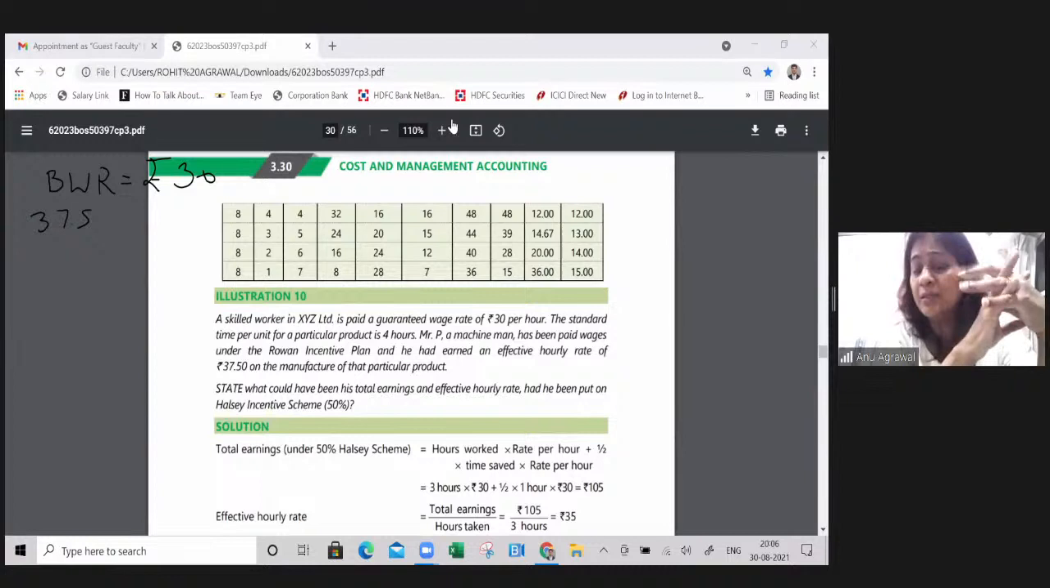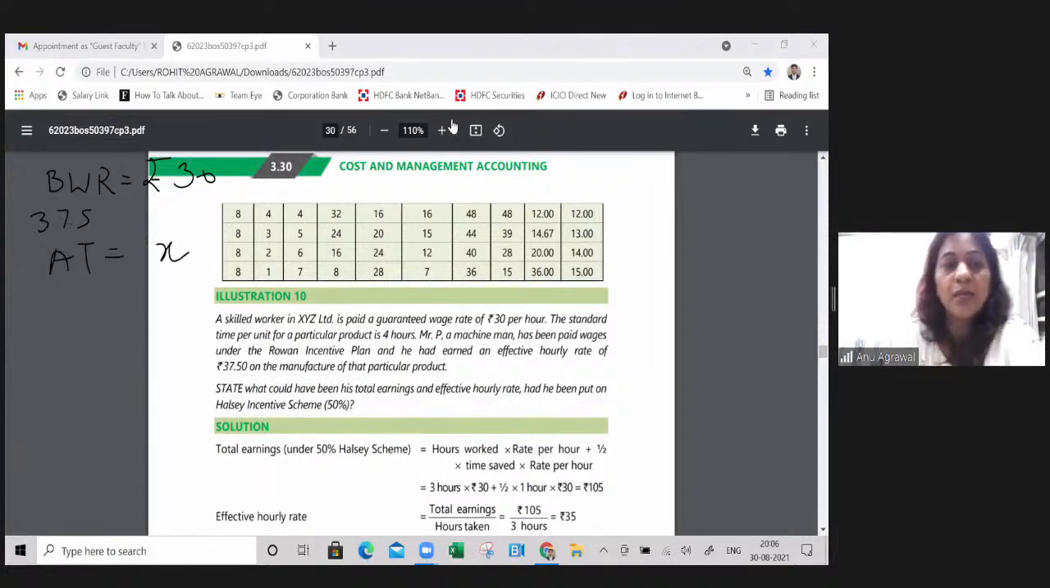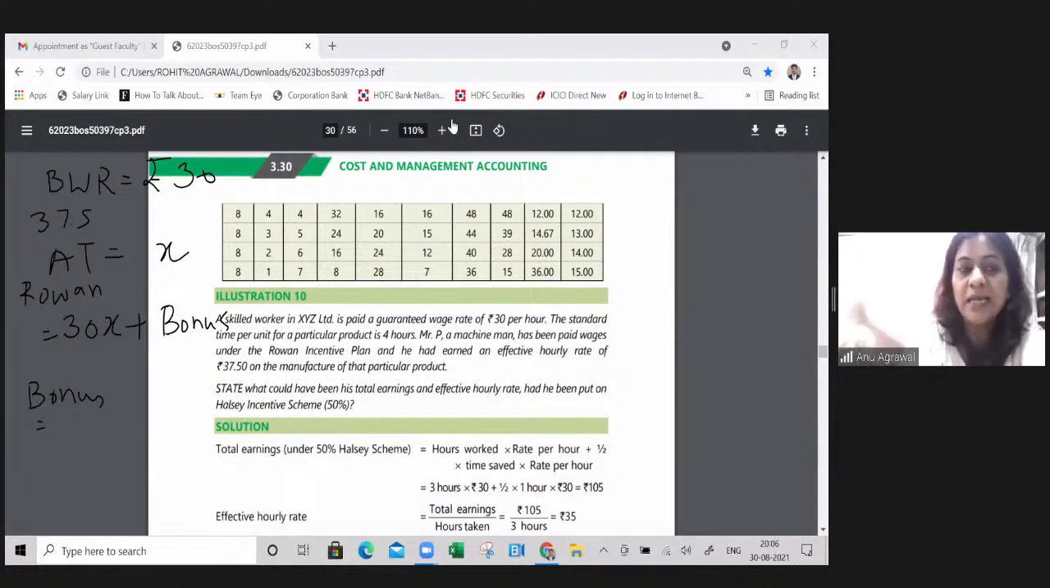Now, they have not told me what is the actual time you have spent. So can you take actual time as X, right? So putting it into row 1, under row 1 plan, your basic wages would be how much we will be getting, 30 per hour, and how many hours that you work, 30x, plus you'll be getting a bonus. What will be the bonus figure? If I just put in the bonus figure here, bonus figure would be time saved. What is the time saved?